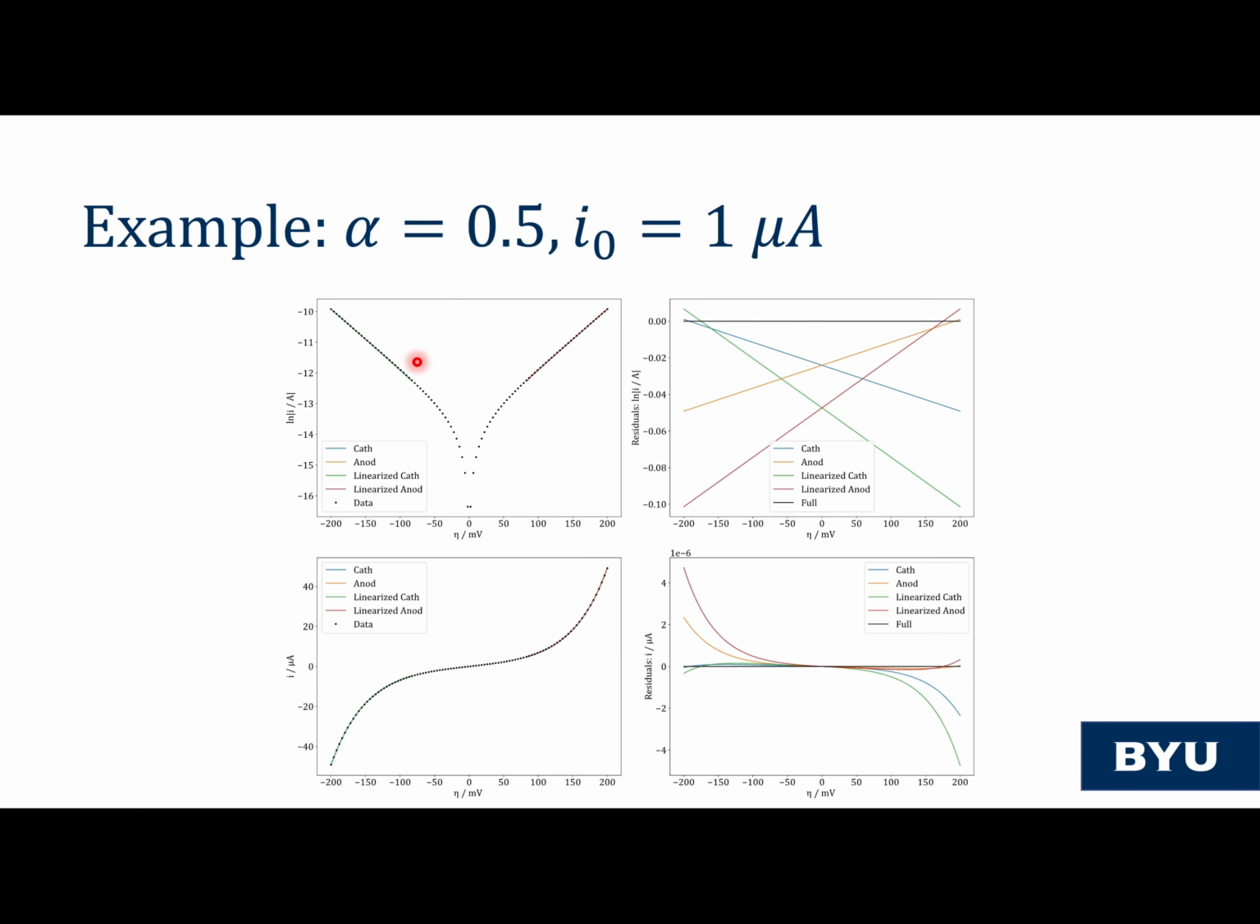So if you'll note here on this Tafel diagram, we have the natural log of current, we have the overpotential here, and here you can see the range of data that we're fitting to. And it's equal for both the anodic and the cathodic sides. The data is in black dots. So cathodic, non-linearized, is in blue. Anodic, non-linearized, in orange. And then green, we have the linearized cathodic fit, and in red, we have the linearized anodic fit.